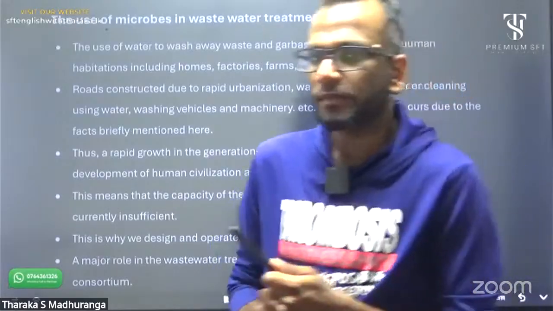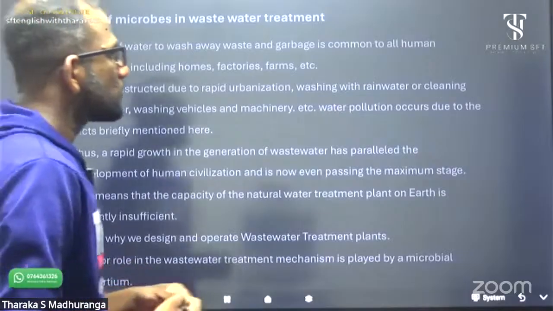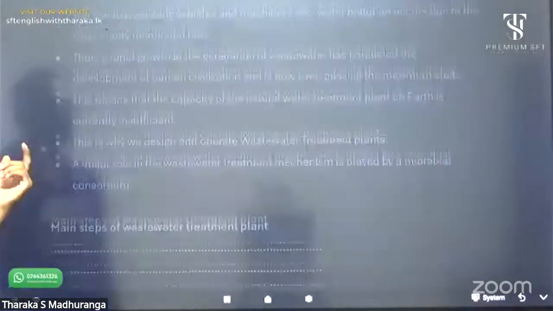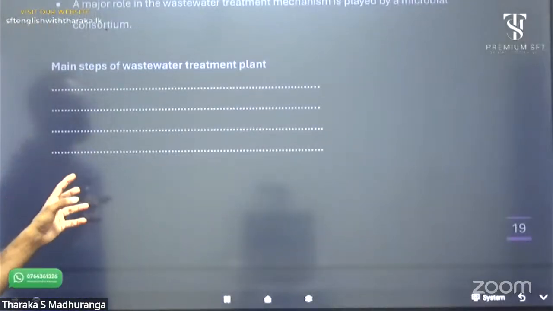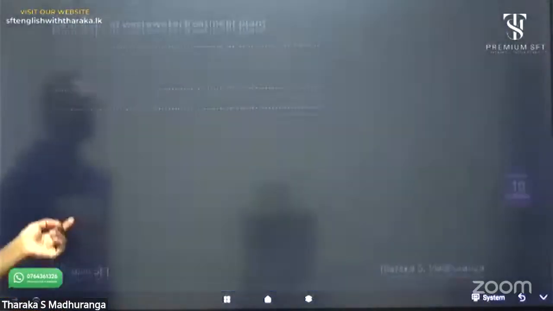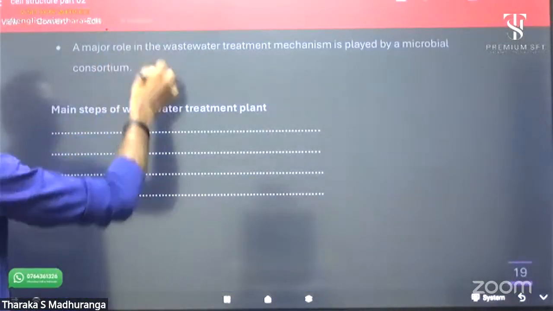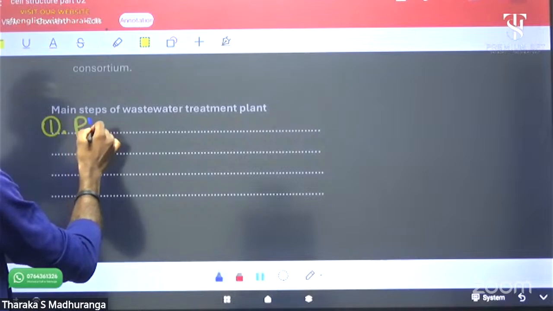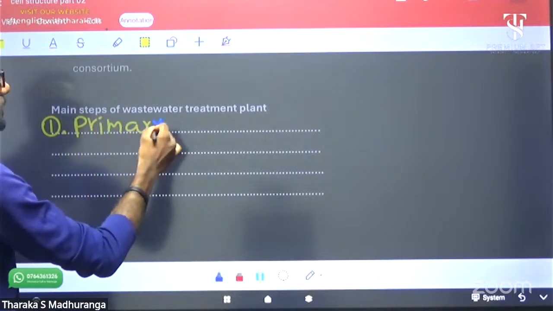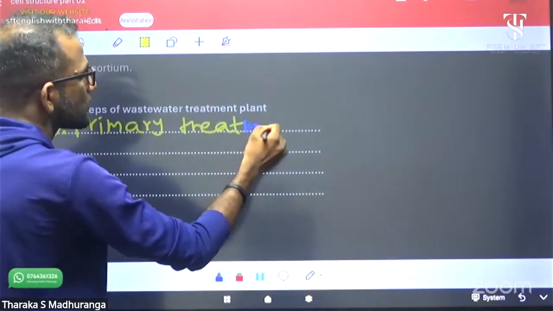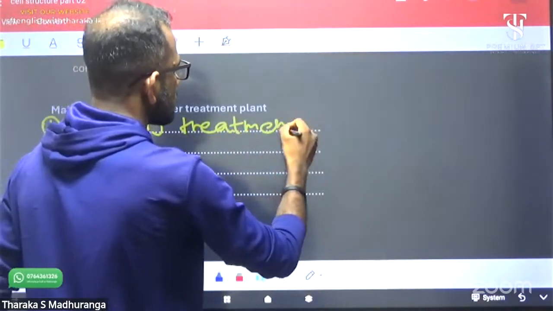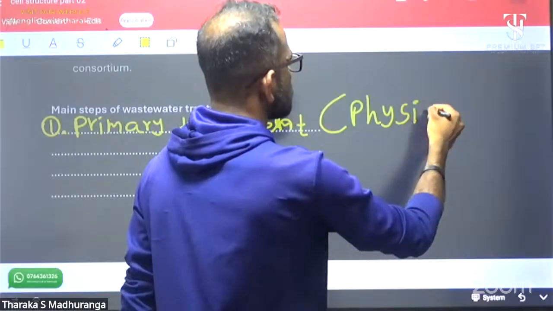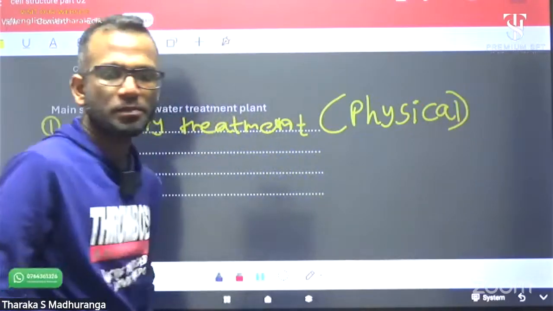In the wastewater treatment process, there are mainly four steps. The first one is primary treatment. Note down primary treatment. Primary treatment is a physical process.